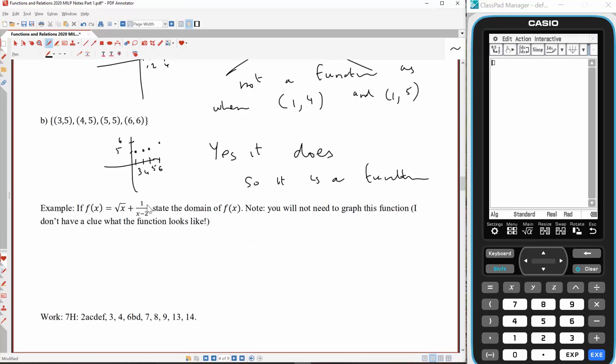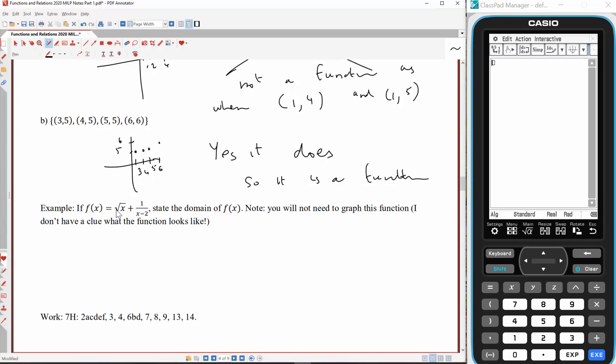All right, and then the last question. If f of x equals root x plus 1 over x take 2, state the domain of f of x. Note, you will not need to graph this function. And to be honest, I don't even have a clue what the function actually looks like.